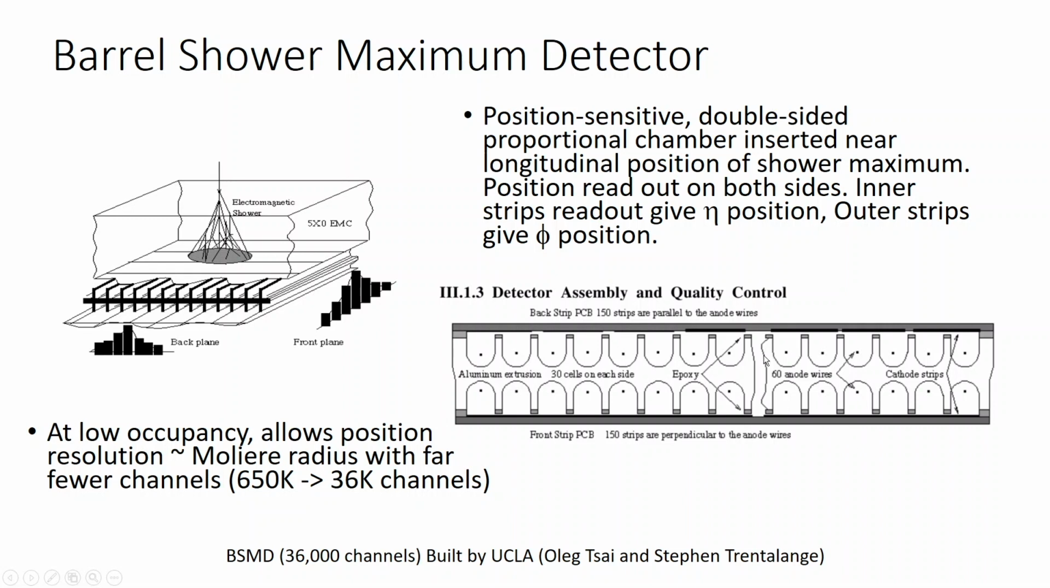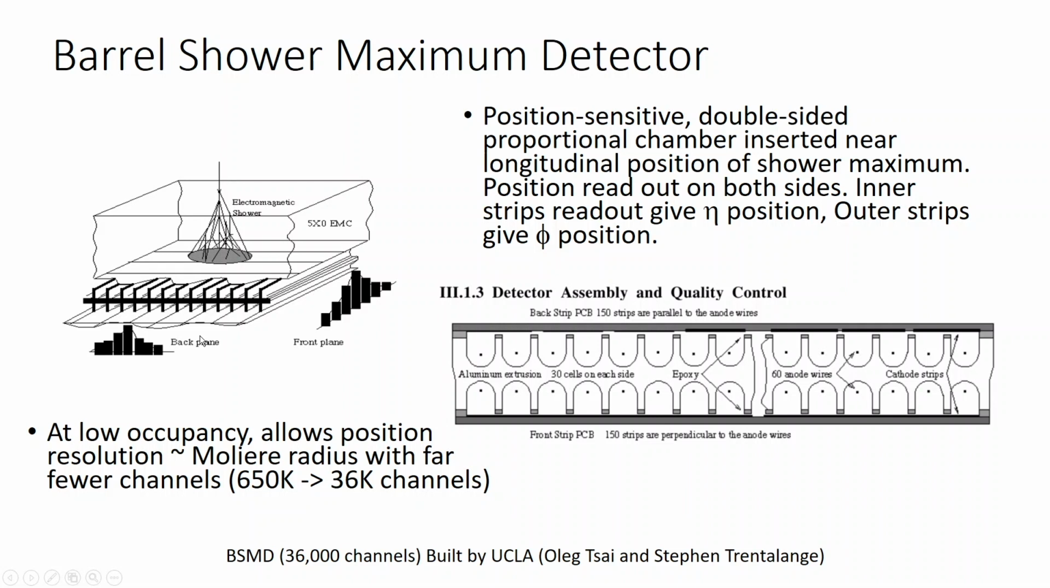This consists of a double-sided aluminum extrusion, which is capped by 2 circuit boards, one of which has strips in the eta direction and the other has strips in the phi direction. The pitch of these strips is roughly 1.5 centimeters. These strips measure the shape of the shower in the phi and eta directions independently.